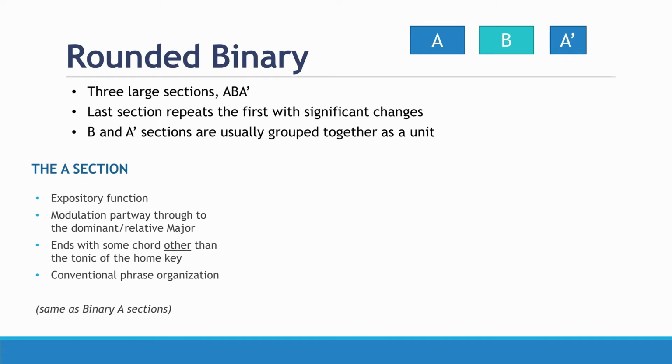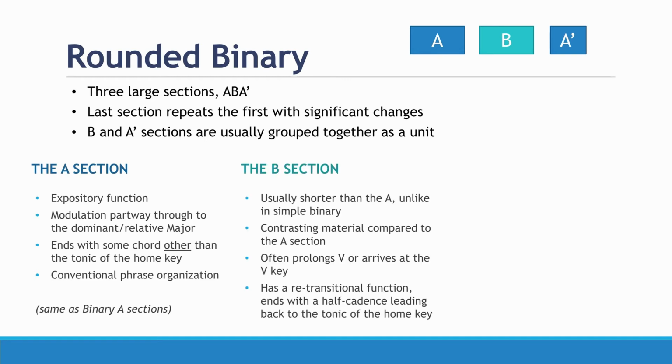The B sections, though, in rounded binary are a little bit different than what we saw for binary. In rounded binary, the B sections are usually shorter than the A. The B sections are usually contrasting material compared to the A section, so they're not going to typically have as close a resemblance as they might in binary form. They often prolong 5 or arrive at the dominant key, whereas in regular binary it had to get back to the home key. And the B sections in rounded binary have a retransitional function. They end with a half cadence leading back to the tonic of the home key.